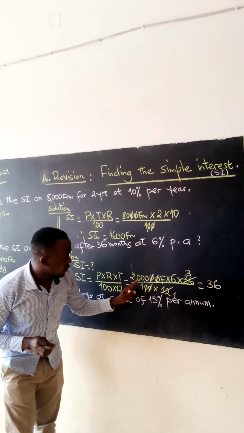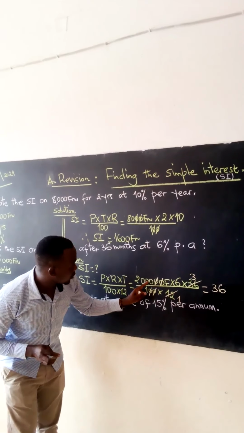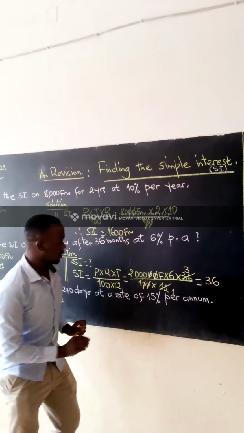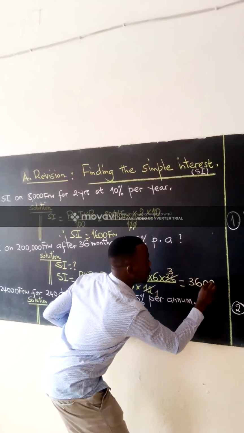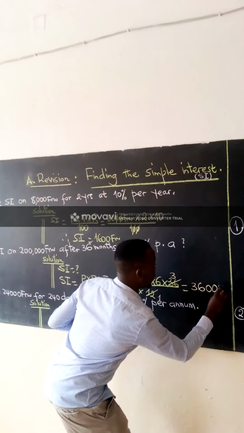And how many zeros do we have? We have 1, 2, 3. I think we are right. Good. Rwandan francs.